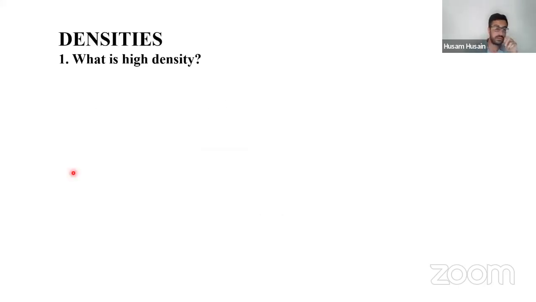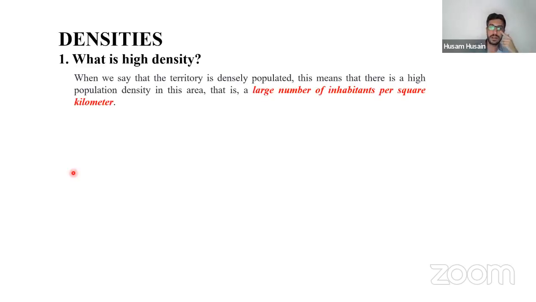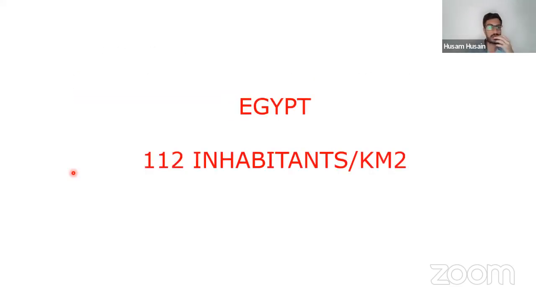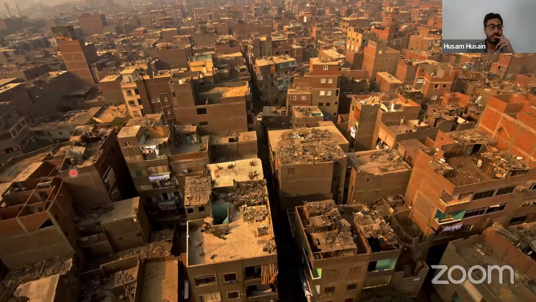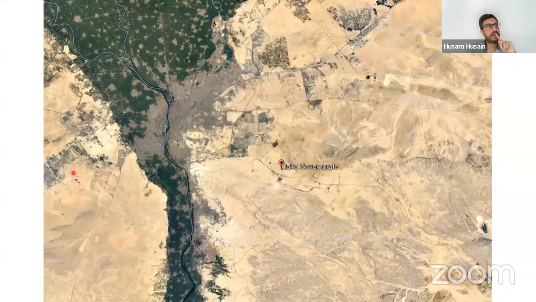So in brief, what is density? What is considered high density? High density is a large number of inhabitants per square kilometer. What about Egypt? The density of Egypt is 112 inhabitants per square kilometer. And we can see that the problem is probably that some people living in new cities or less crowded cities don't realize these kinds of numbers. The problem here is related to the governorate or municipal border. So the problem is related to the distribution of inhabitants. It is related to the distribution of housing units.